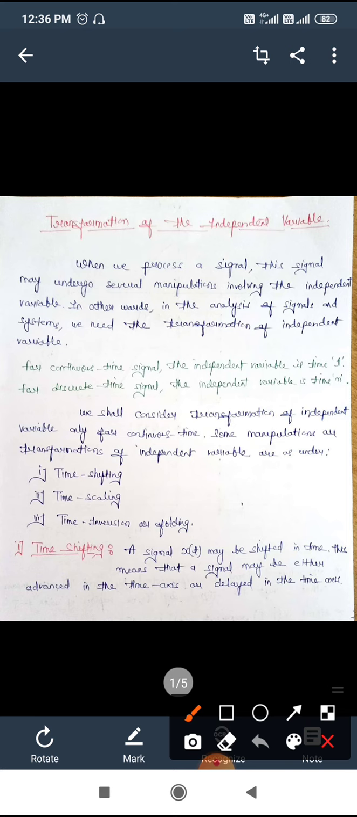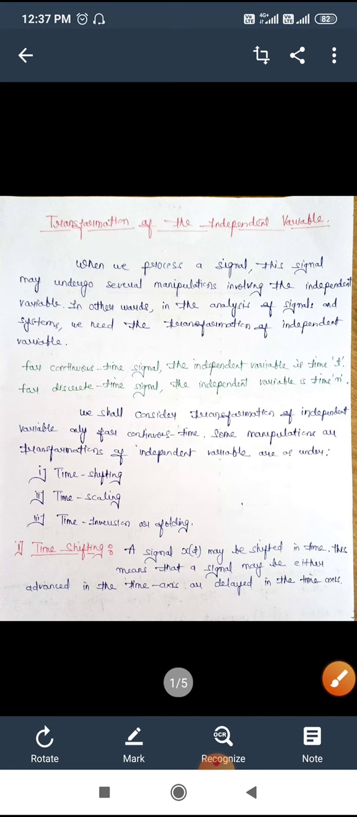Here we have two cases. For a continuous time signal, the independent variable is denoted by small t, and for a discrete time signal, the independent variable, which is time, is denoted by small n. But we have to discuss only continuous time signals for the transformation of independent variable. We have some transformation techniques: first is time shifting, second is time scaling, third is time inversion or folding. Now we will discuss them one by one.